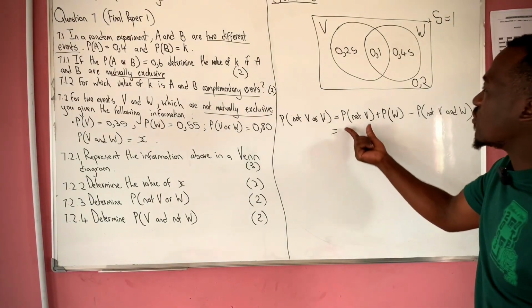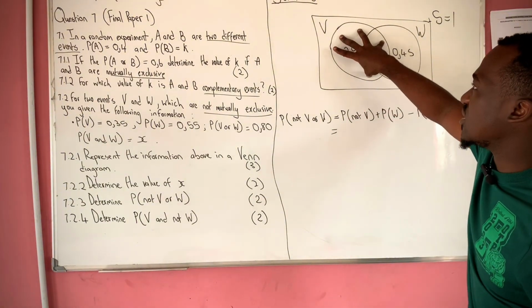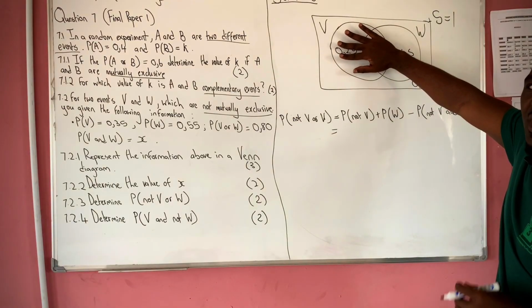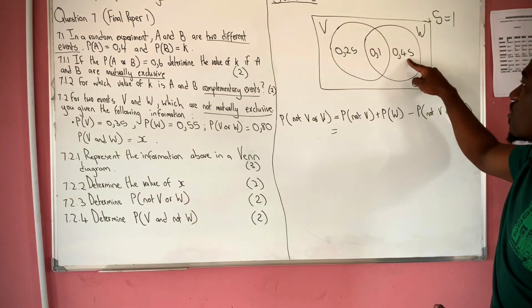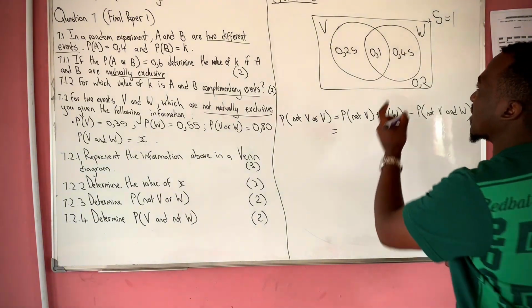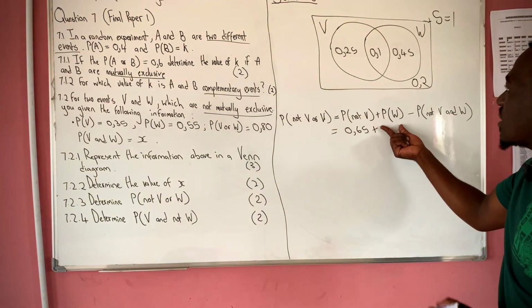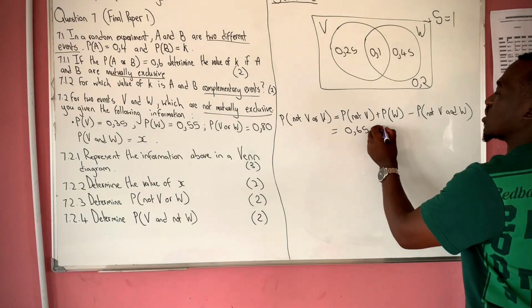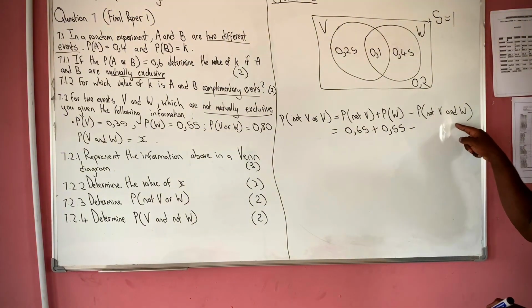Let's look at it. P of not V. Not V, it's this. So we cancel not V, we remove V, and we're left with 0.45 and 0.2. So that is going to be 0.65 plus P of W. What is P of W? P of W is 0.45 plus 0.1, which is 0.55, minus P of not V and W.